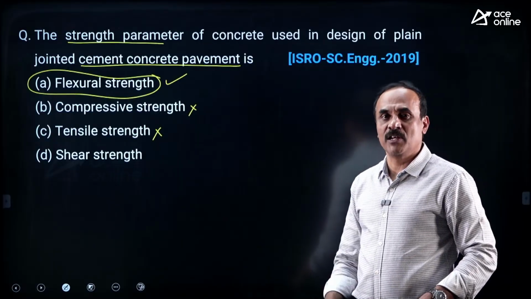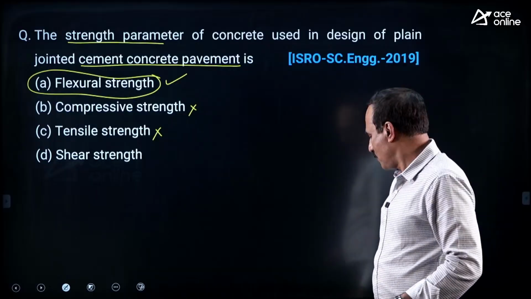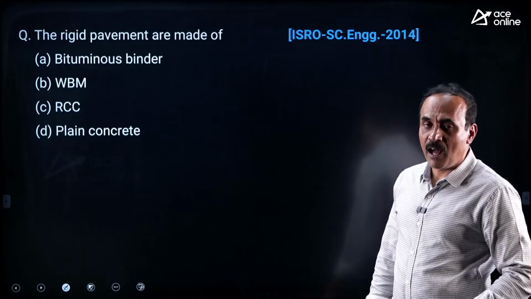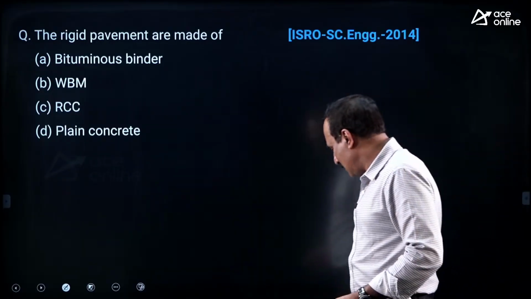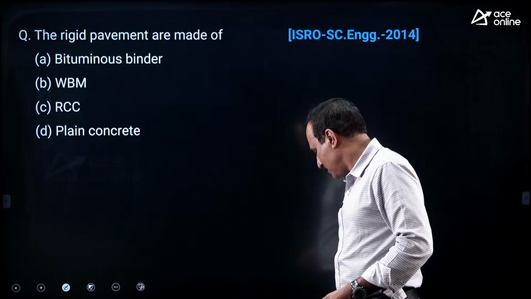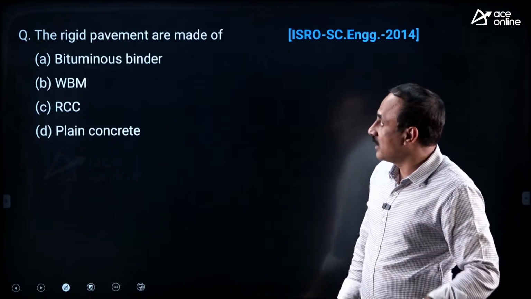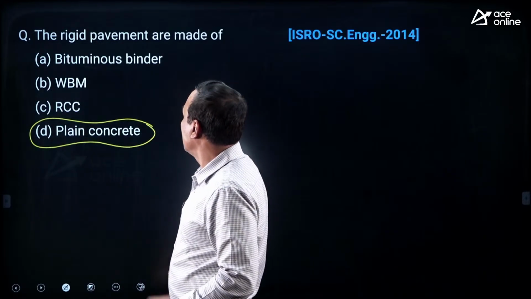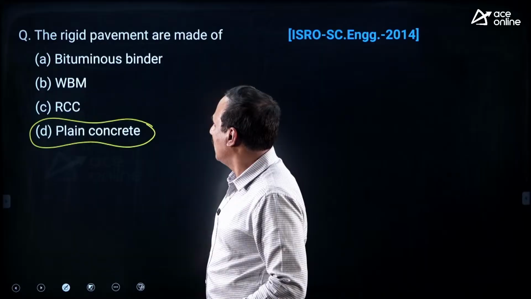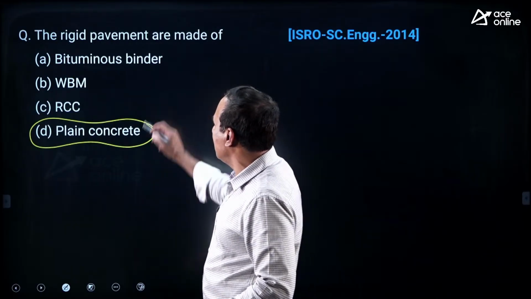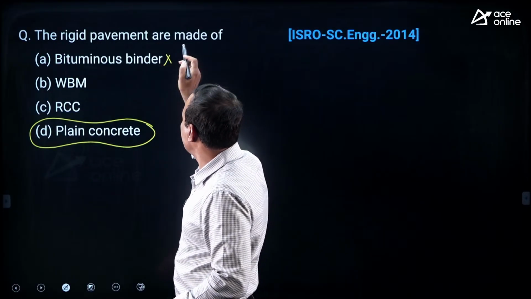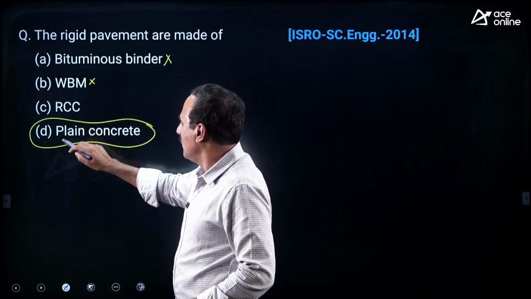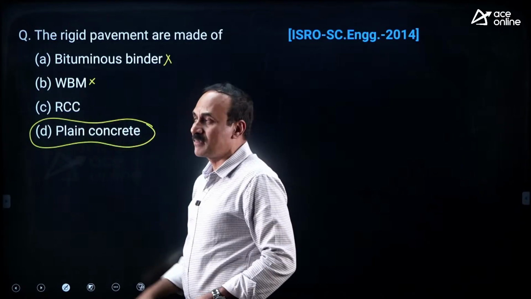This is an important question, Murli. Okay. See this question. Rigid pavements are made of, silly question. Answer it, please. Meghna has already given the answer. Rigid pavement is a plain cement concrete pavement. So, here the confusion is, it is not a bituminous binder. Rigid pavements are made of bituminous binder, WBM. So, there is a confusion between plain concrete and RCC.